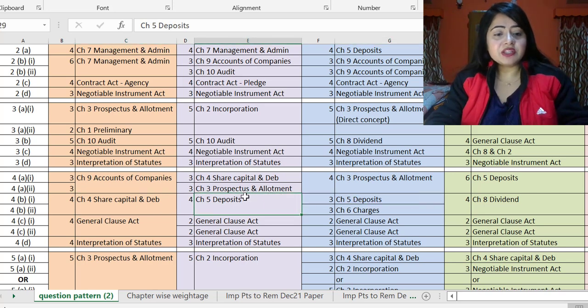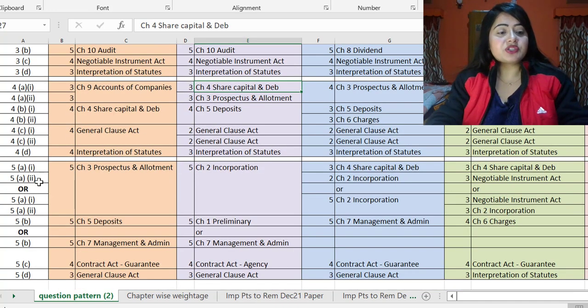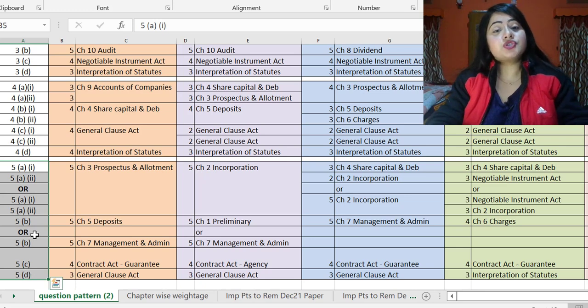So here generally the question comes from the chapter deposits. Now this deposit-relating question may also be part of your 5th question. Next up, we have question number 5. Again, it has internal 4 parts, but here there is an internal choice also.